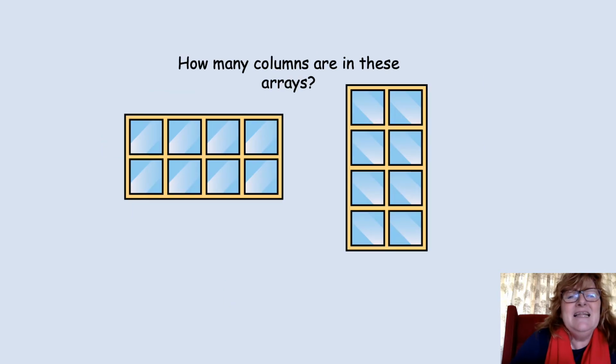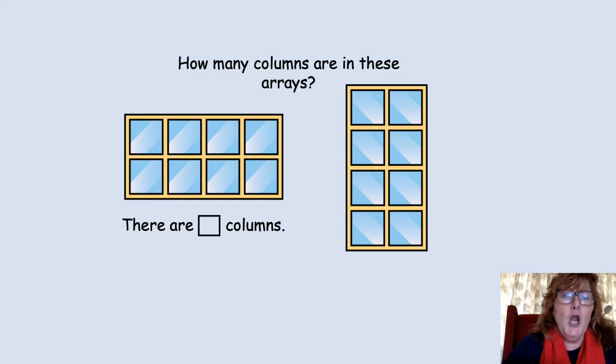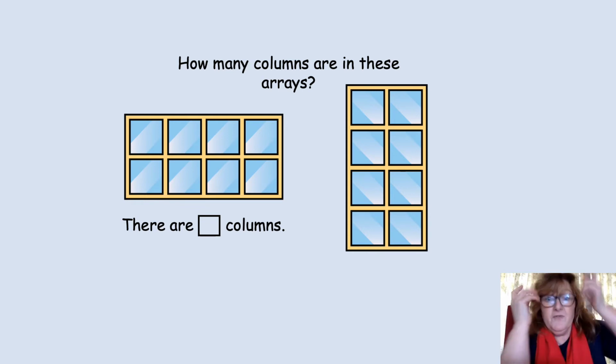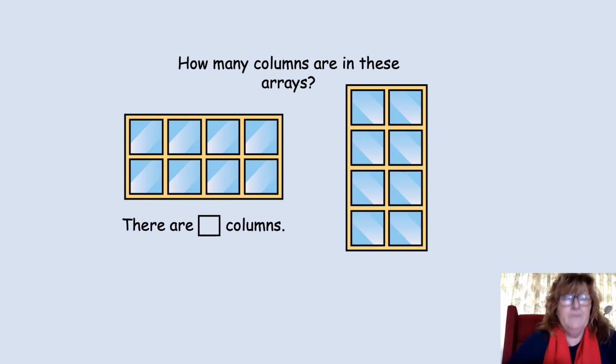Okay then, let's have a look at these windows. We're going to have a look how many columns are in these arrays. When we have a group of things like this, we can call it an array. Let's have a look at the first one. How many columns? Did the columns go that way or that way? Top to bottom. Thank you. I nearly forgot then, didn't I? So how many columns are there?